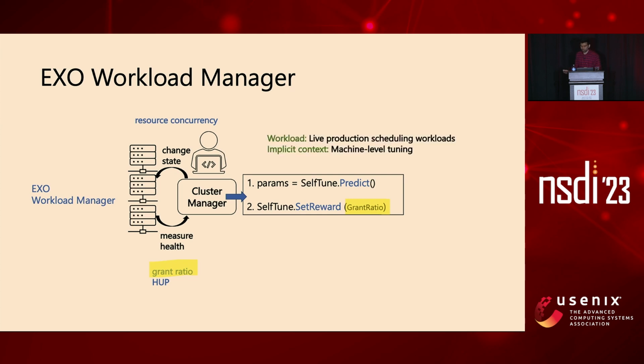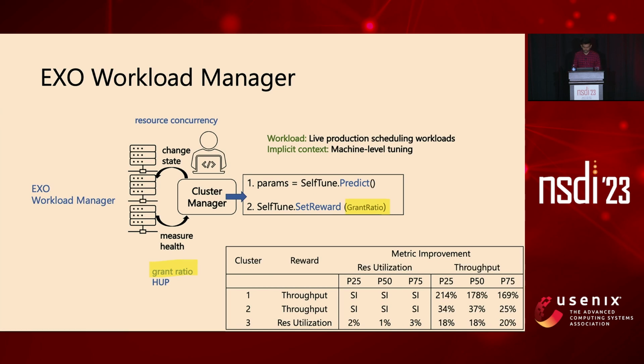And the workload is live production scheduling workloads, and the implicit context we use is machine level tuning. So you have different parameters for each machine. And here are the results.